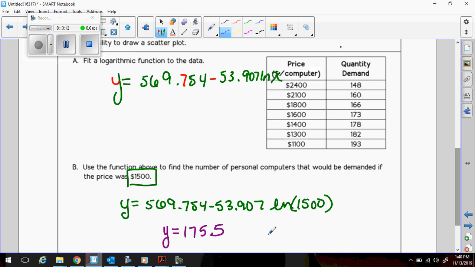I would actually round this to like 176 computers, because we can't have half of a computer, and 5 and above, give it a shove. Also, if you're talking about people, you usually round it up or down. You can't have a half a person, so either way, depending on how the question is worded.